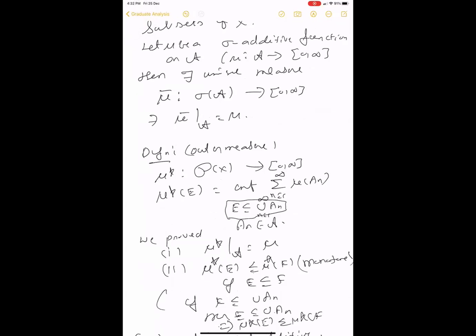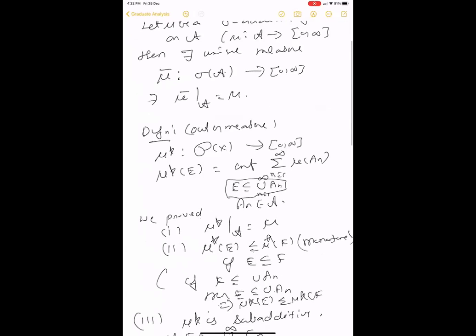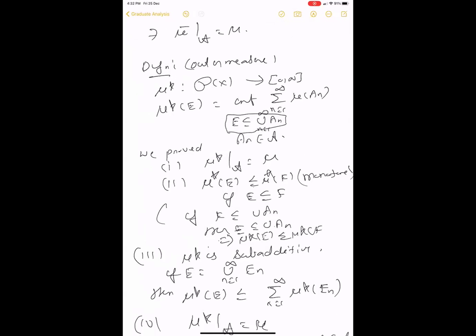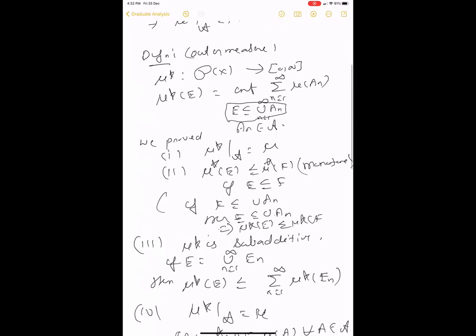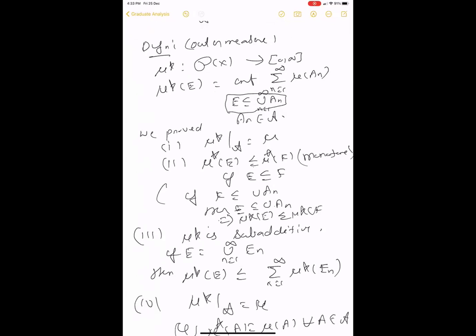And mu star is monotone, which is just an easy observation. That is, if E is contained in F, then mu star of E is less than or equal to mu star of F. The third thing we proved is that mu star is subadditive. If E can be written as a countable union of E_n, then mu star of E is less than or equal to the summation of mu star of E_n. That also we have proved.